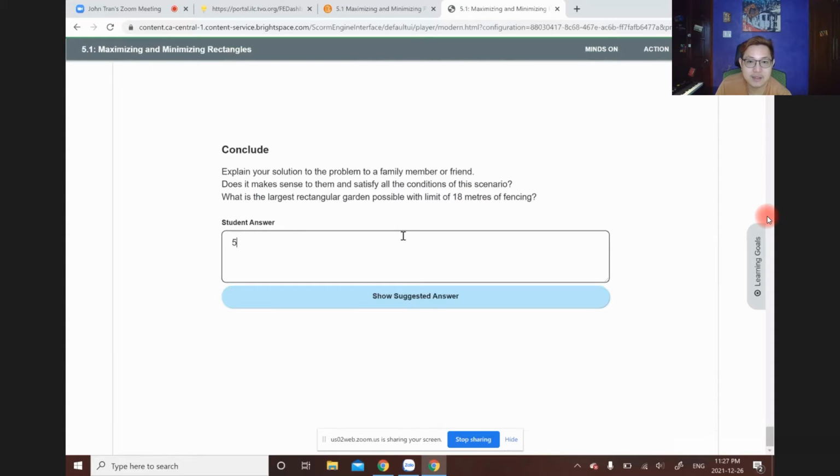Does it make sense to them and satisfy all the conditions in this scenario? So it means, is it feasible? Is it possible? Does it even make sense, satisfying all the conditions of this scenario? Yeah. I mean, sometimes it does, because in real life you don't just sell fences that are broken down or something like that. Odd numbers. It has to be a whole number, isn't it? That's what they say.